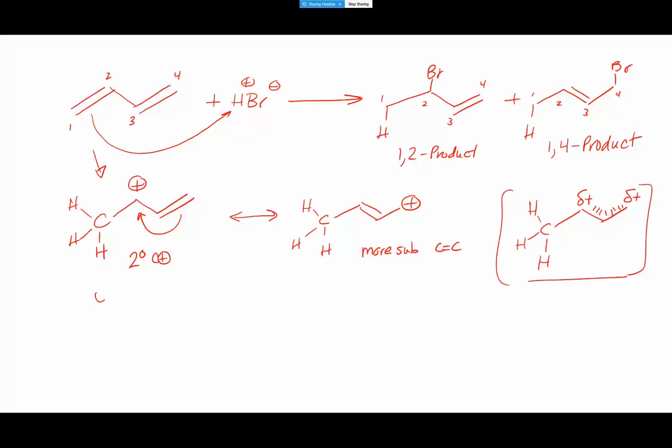I'm going to start with this hybrid. So if you're sitting at the hybrid, the real question is, where's my Br going to react? Is my Br going to react with this carbon, or with that carbon? And the answer is both, but in one set of conditions, it's going to preferentially react with one, and in another set of conditions, it's going to preferentially react with the other.